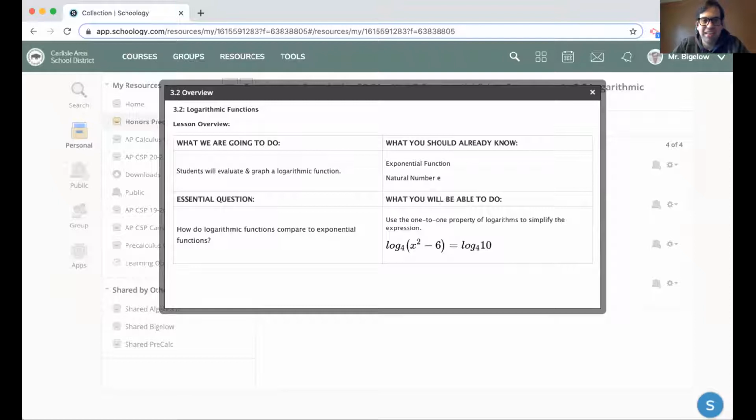This is our second lesson in unit 3. We are going to today evaluate and graph a logarithmic function. The essential question is, how do logarithmic functions compare to exponential functions?